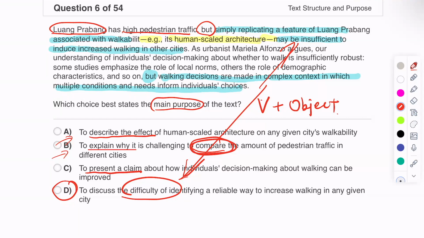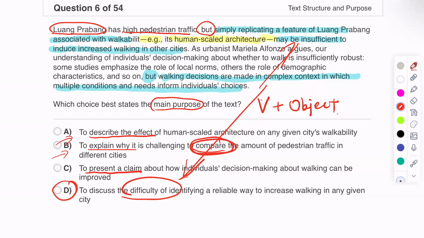Okay, if you got this one correct, that's good. But still, you have to know why and how, so that in the future you can improve your speed and get the answer faster than before. So that's for number 6, main purpose.